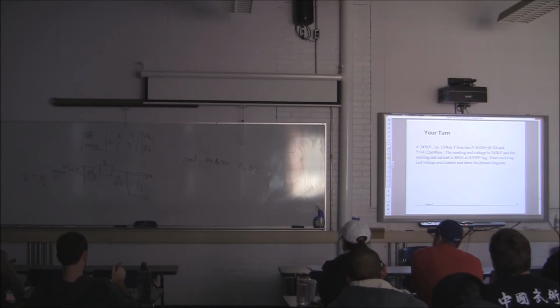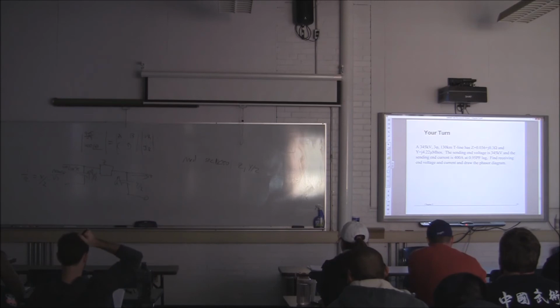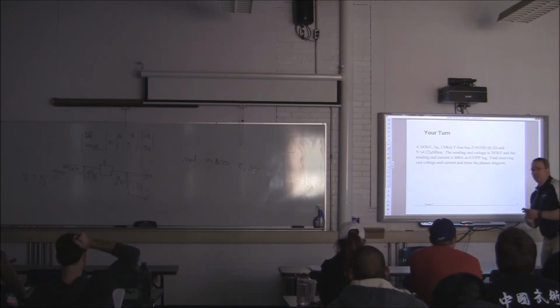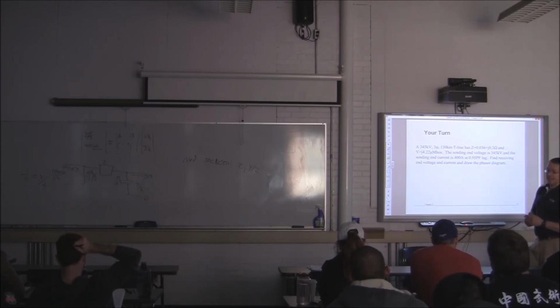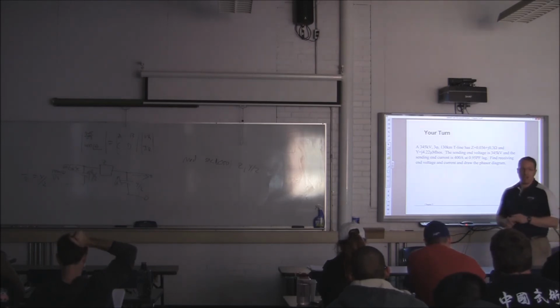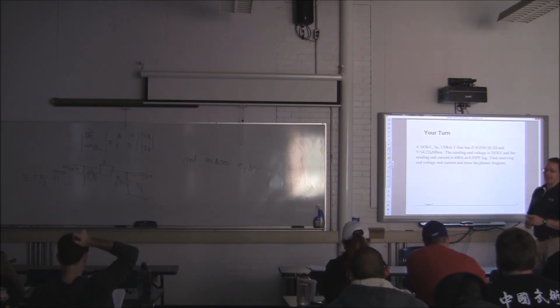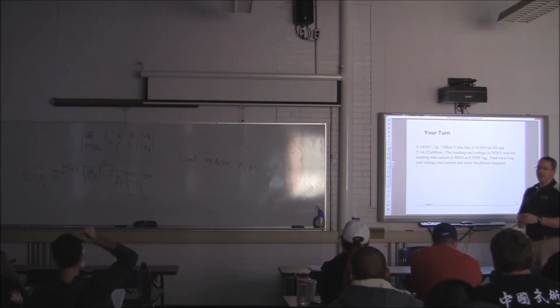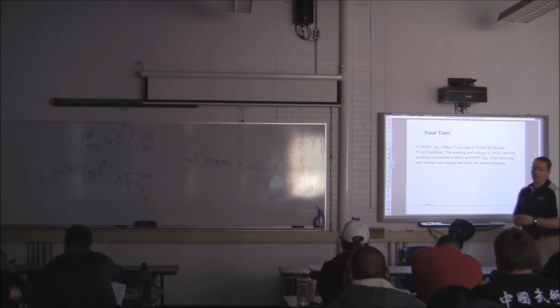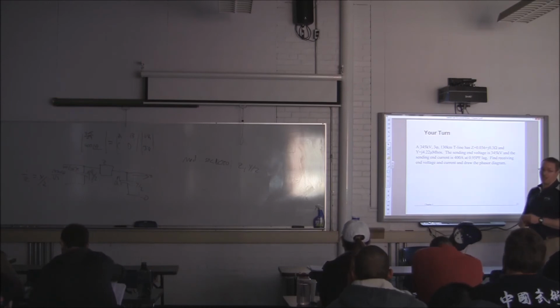What were the rules about the length of line? If it's a short line, we can use Z and that's it. If it's the medium length line, we can use Z and Y over 2, and that's it. If it's the long line, we need to use Z prime and Y prime over 2, which requires us to use gamma.